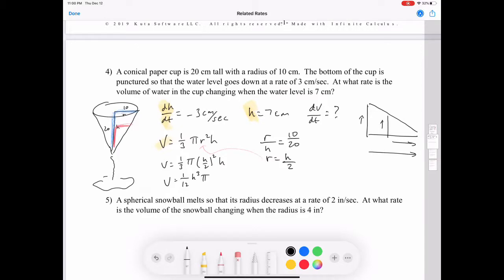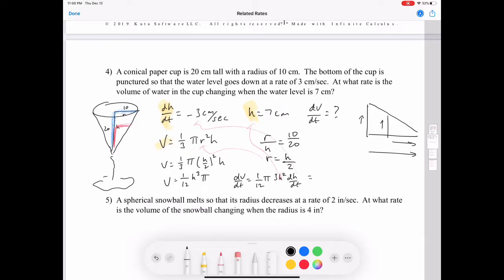Let's go take the derivative because we want dV/dt. So dV over dt is equal to the constant 1 over 12 pi, and then the derivative of h cubed is 3h squared dh over dt. And as you can see, we have our h value from before, and we have dh/dt. We have everything we need.